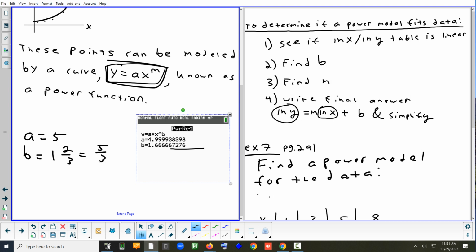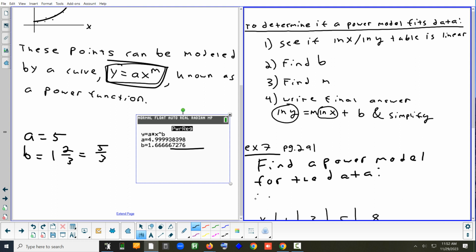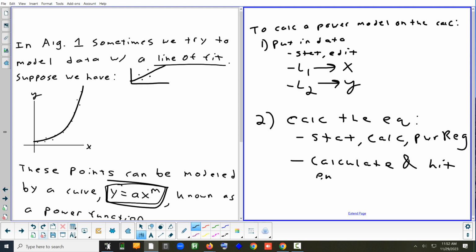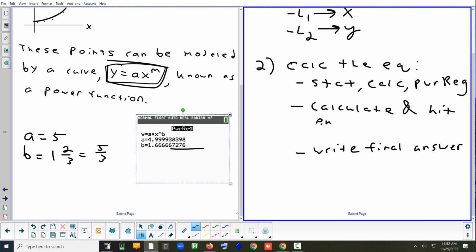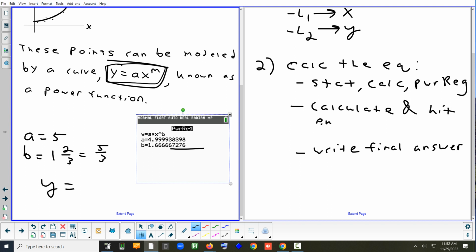So now you have the A and the B. We're going to write our final answer. Let's go. Okay, so we calculated, hit calculate, and hit enter, and now write the final answer. Okay, so in our case, the final answer tells you exactly how to do it. Y equals, and what number are we going to fill in for A? 5. And what number do we fill in for B? 5x to the 5 thirds.